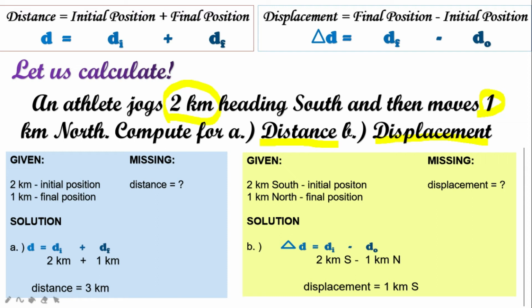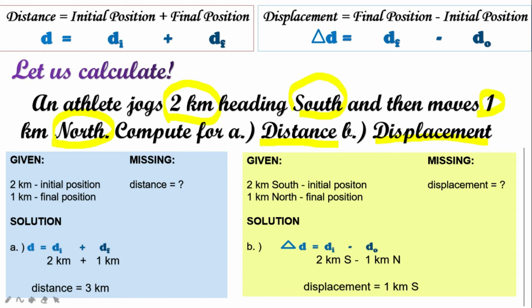So given 2 kilometers south. All right, this is south, that is the initial position, and 1 kilometer to the north, and that is the final position. All right, so we are going to compute for the displacement.